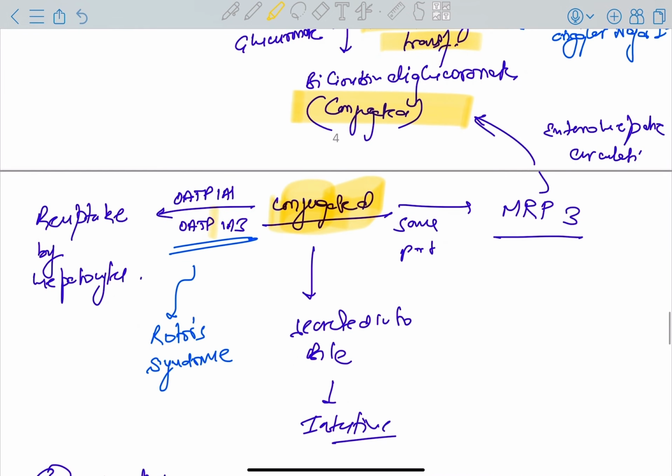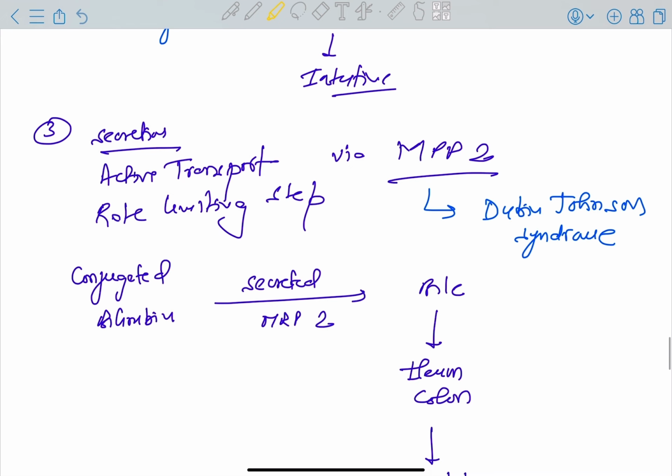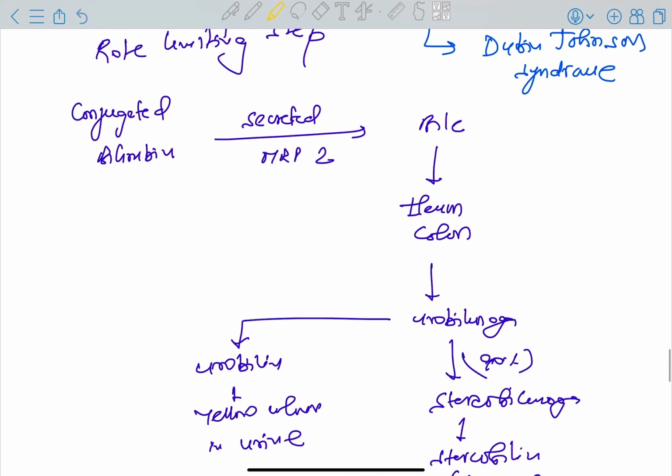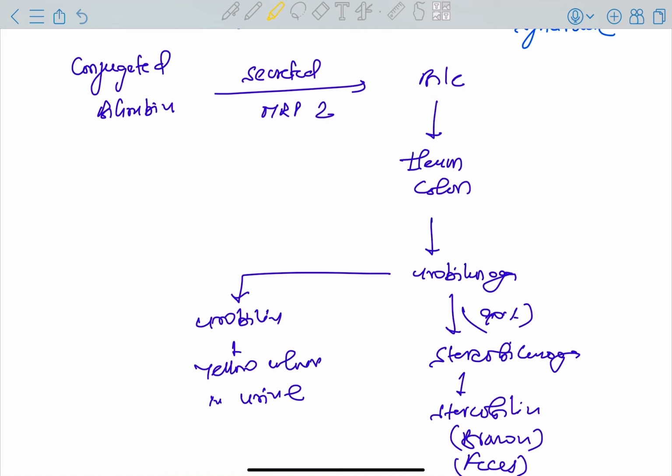ये secrete होगा bile में, intestine में चला जाएगा, but some part with the help of multi-drug resistant protein 3 enters into the enterohepatic circulation, and some part with the organic anion transport protein 1A1 and 1A3 is reuptaken by the hepatocytes. Secretion is occurring by the active transport by the multi-drug resistant protein 2, and it is a rate limiting step. ये हो जाएगा, बाइल में चला जाएगा. From there to ileum and colon, where it is converted to urobilinogen. 90% is converted to stercobilin, feces में brown color, and the remaining urobilinogen is converted to urobilin and gives the yellow color in urine.